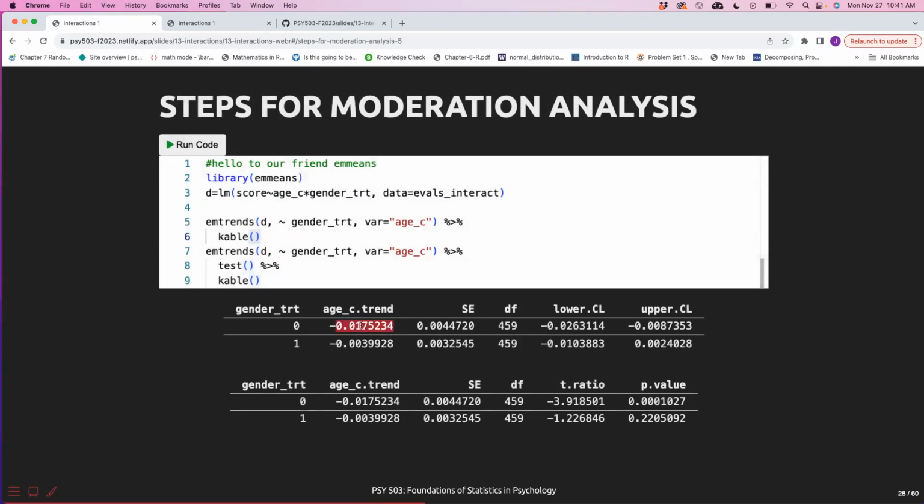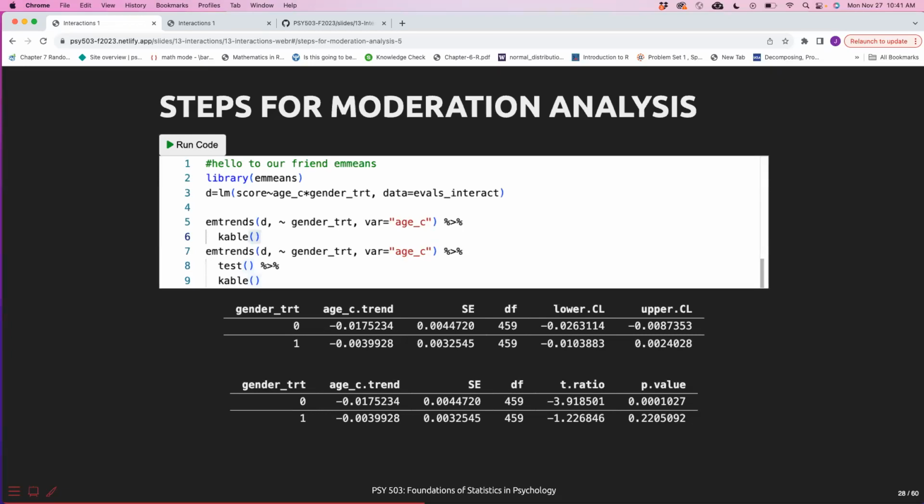And what we see here is that for females, the slope is significant and negative. When we look at the male slope, as Abby said, it's 0.00, so it's 0, and that is not statistically significant. The confidence intervals for males include 0, and the p-value is greater than 0.05. For females, the confidence interval does not include 0, and the p-value is less than 0.05. So the slope is significant for females, but not for males.